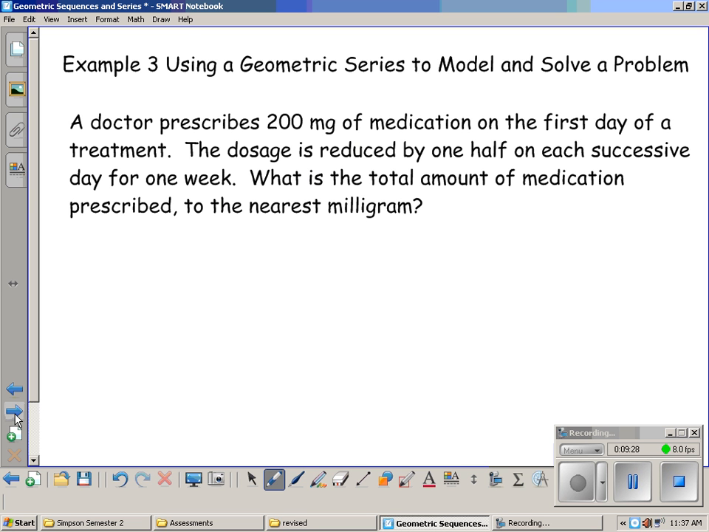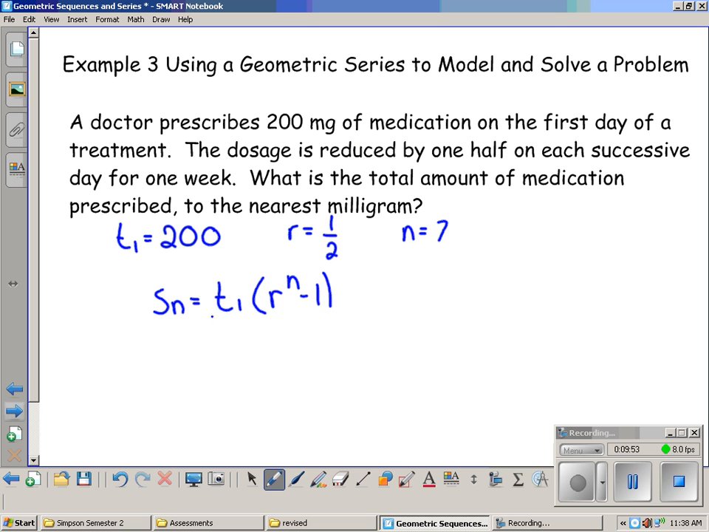So on the first day, T1 is going to be 200 milligrams. If it's reduced by 1/2, that means that our R value is 1/2. And if we're reducing it every day for a week, that means we're going to reduce it 7 times. So our Sn equation, I'm just going to rewrite it so that we don't forget what it was. And now we can substitute in.